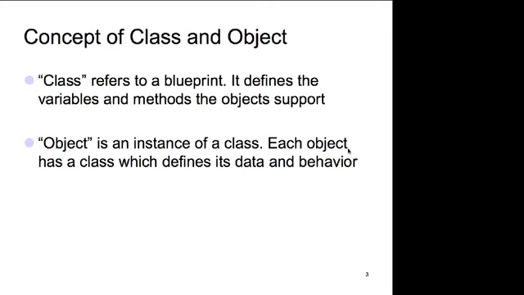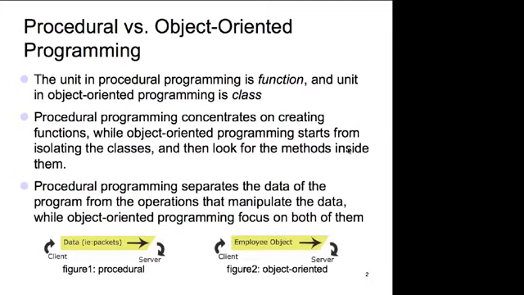But I have to actually cover the basics first before that. So let me slip back to slide number 1 here again. Procedural programming concentrates on creating functions, which we've seen. Object orientation starts isolating out the classes, which is kind of the biggest problem. I would say the biggest, most challenging part of designing an object-oriented program is figuring out which classes to create.